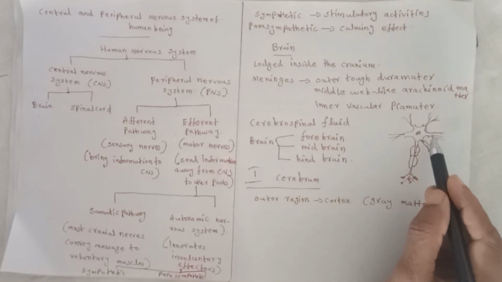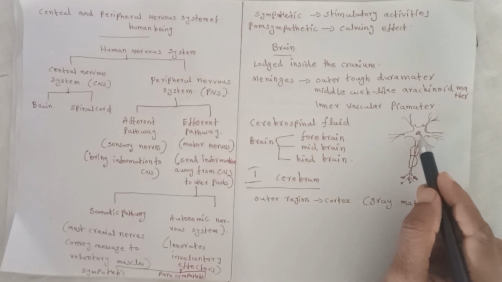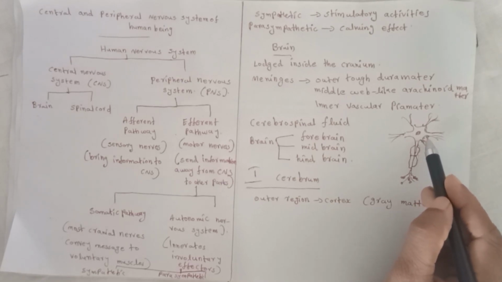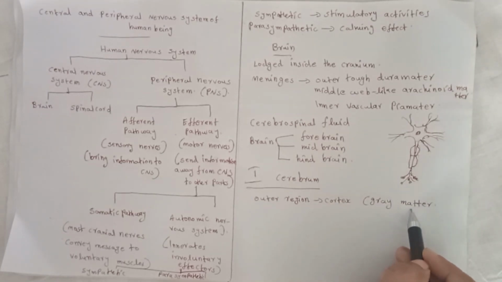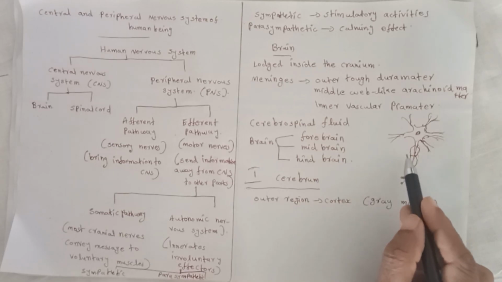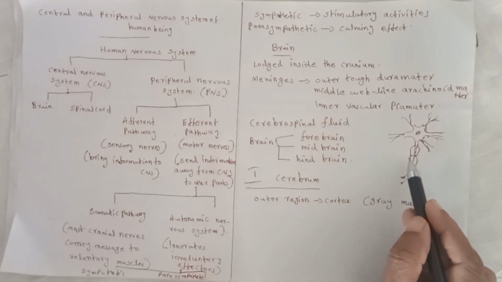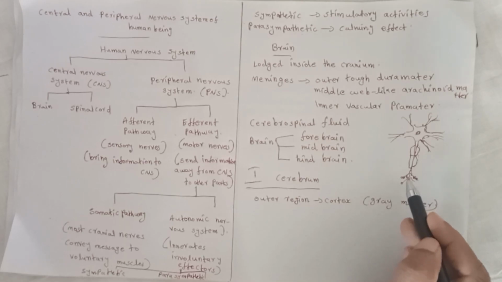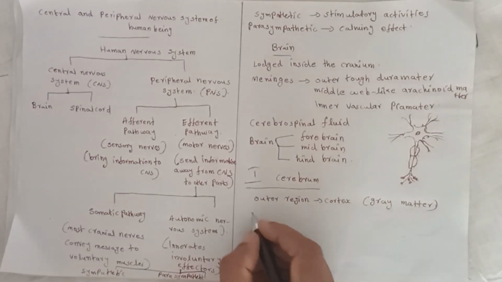This is the cell body. The cortex contains cell bodies, this part, that is just grey in color. So the cortex is greyish in color, known as grey matter. The inner region of the brain is composed of whitish axon fibers, that is known as white matter.